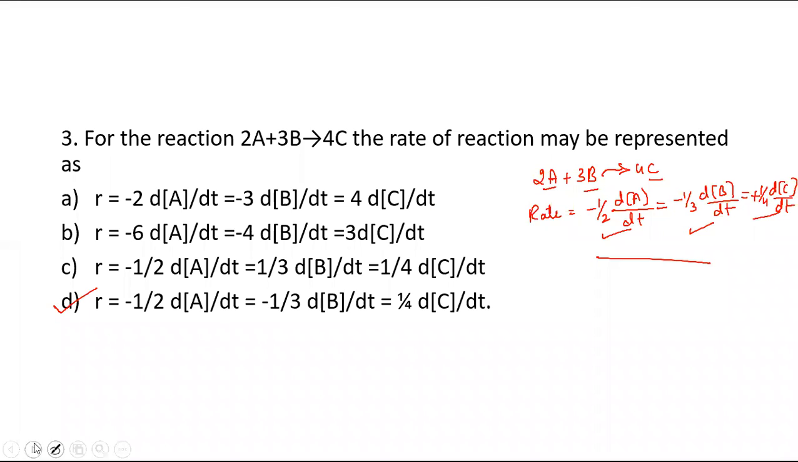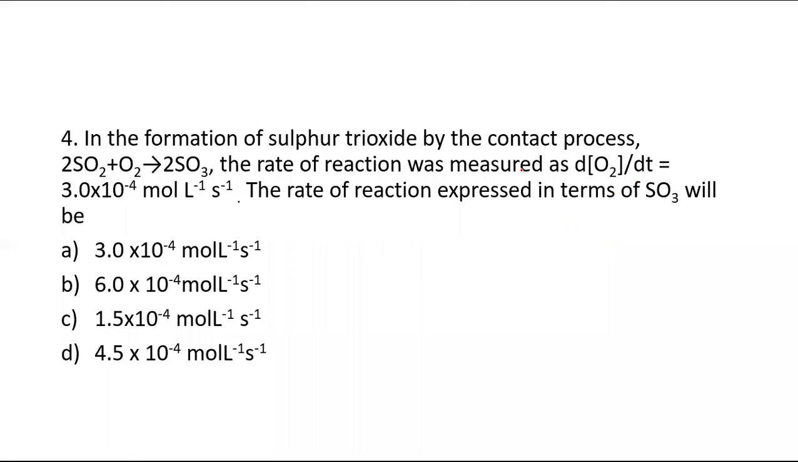So here is our next question. In the formation of sulfur trioxide by the contact process. In the contact process we prepare sulfur trioxide. This is the name of a process. Just as we say Haber's process for ammonia preparation, in the same way sulfur trioxide preparation is called the contact process.